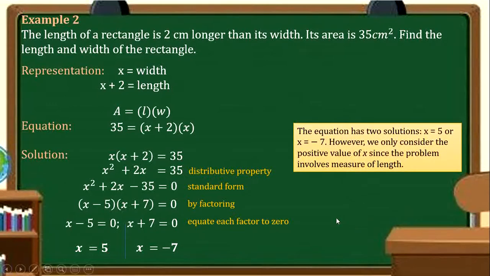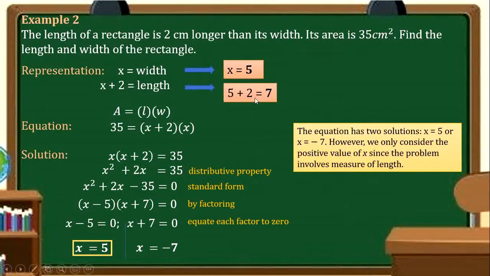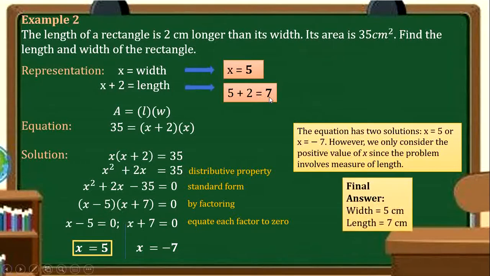So, again, the equation has two solutions. So, we have x equals 5 or x equals negative 7. However, we only consider the positive value of x since the problem involves measure of length. So, kaya ang kukunin lang natin na value ng x ay 5. Yung positive lang. So, kaya si width ay 5. And then si length, magiging 5 plus 2, the answer is 7. So our final answer is width equals 5 centimeters and then the length is 7 centimeters.